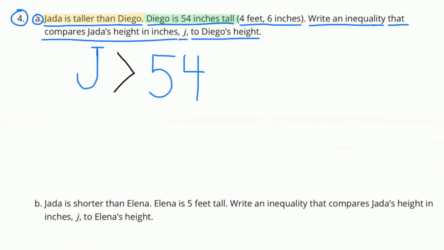Number 4. A. Jada is taller than Diego. Diego is 54 inches tall. That's 4 feet 6 inches. Write an inequality that compares Jada's height in inches, J, to Diego's height. This inequality can be expressed as J is greater than 54.